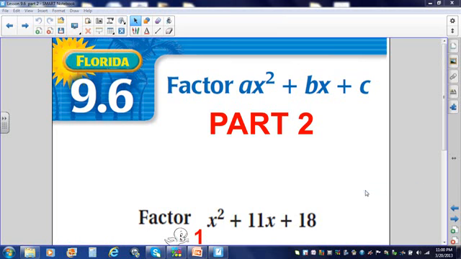Today's podcast is going to be on lesson 9.6. This will be part 2 of factoring.